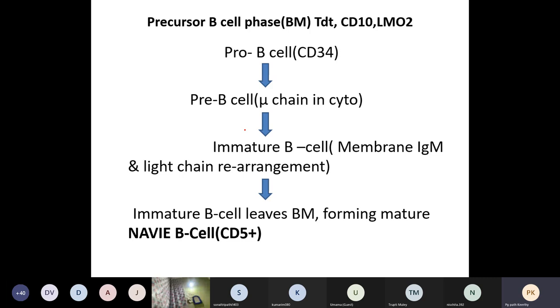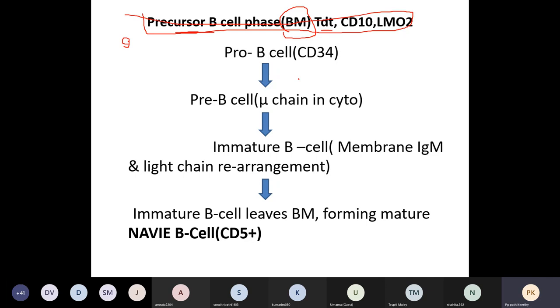I made it. Now we are discussing what phase? Precursor phase, which means it is in your bone marrow. So that means it is a precursor, right? It's an immature cell. It's just born, like a one-day-old baby. Does it know anything? It doesn't know anything. So what markers will be expressed if somebody is premature or immature? It will be TdT, that is terminal deoxynucleotidyl transferase. This is a premature marker.